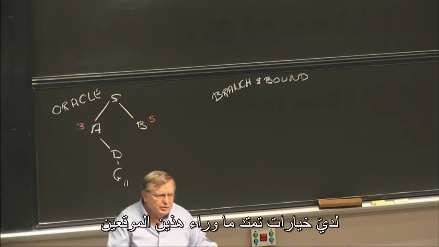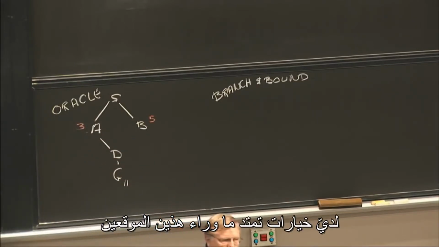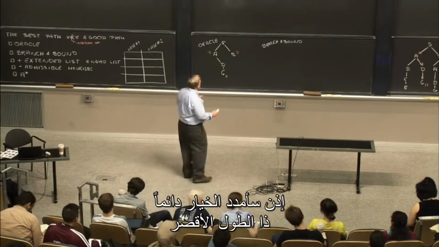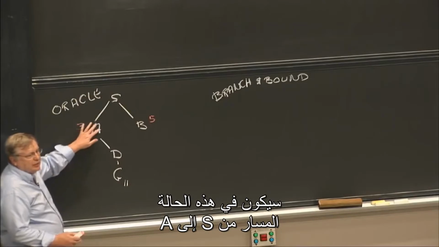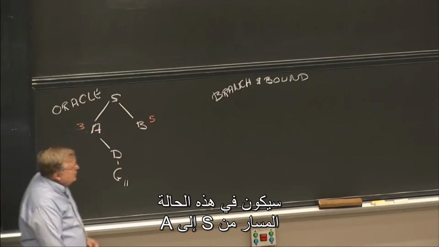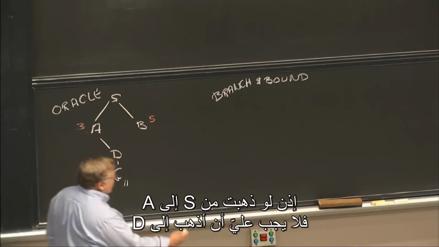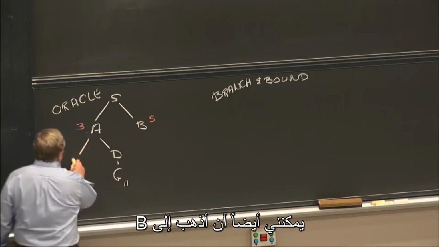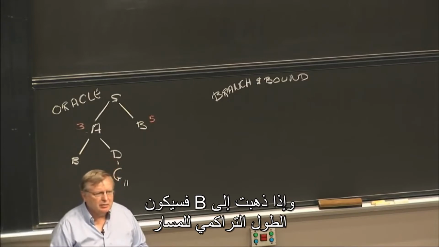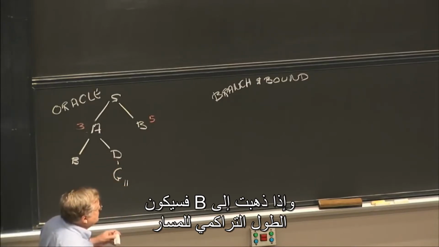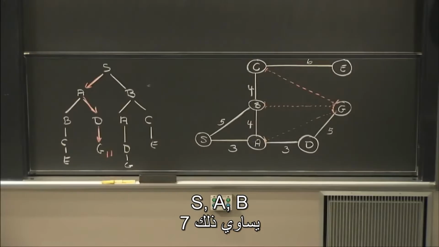I've got choices that extend beyond those two places. So I'm always going to extend the one that has the shorter length. So in this case, that would be the path that goes from S to A. So if I go from S to A, I don't have to go to D. I can also go to B. And if I go to B, then the accumulated path length is SAB, that's 7.